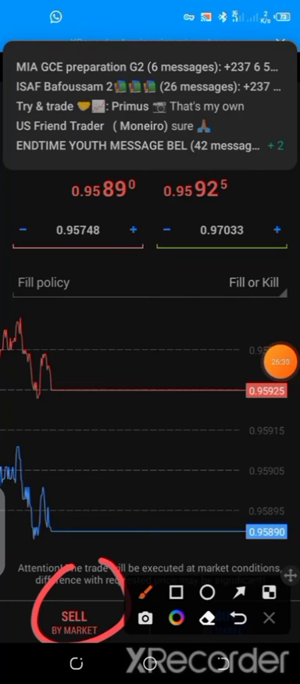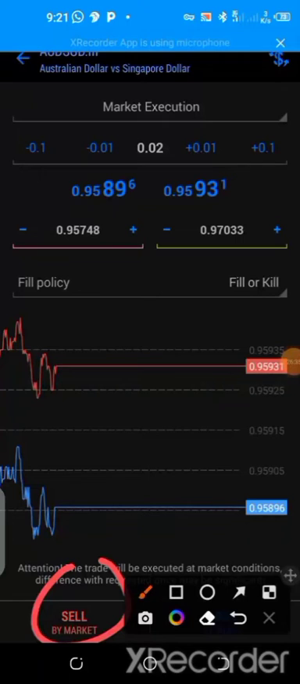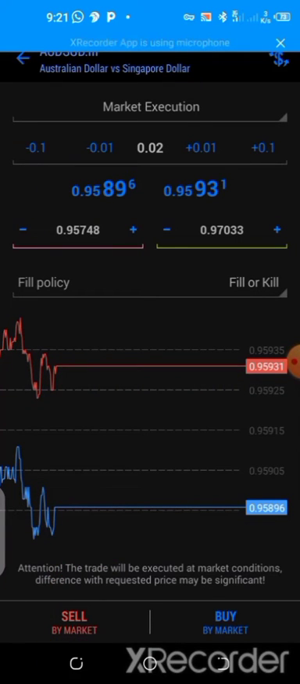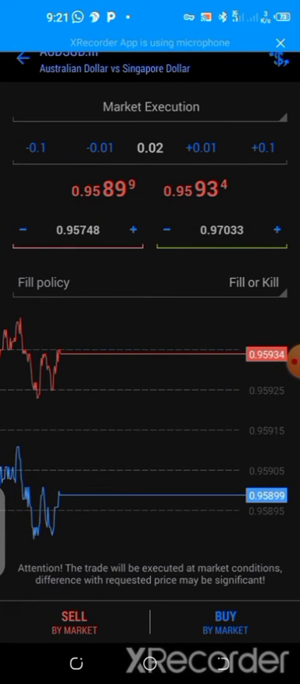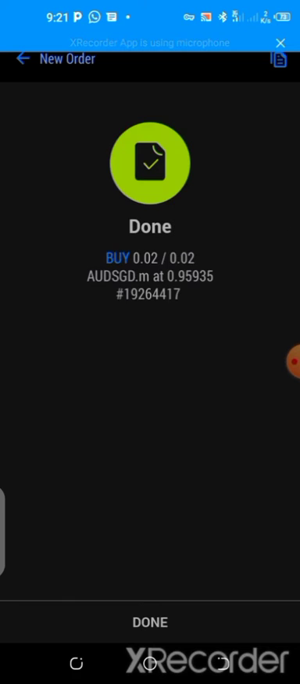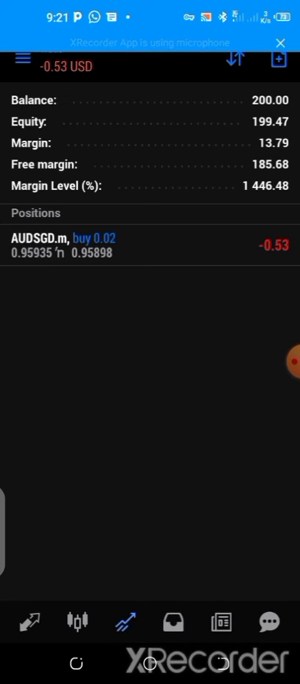Down here you see sell and buy. Understand? This thing is covering the other one, so you cannot see. See sell and buy. I'll take buy, market order. Done. That means I've already executed.